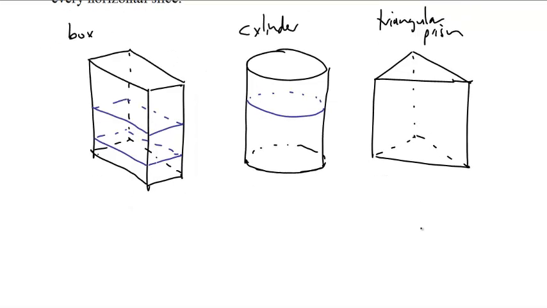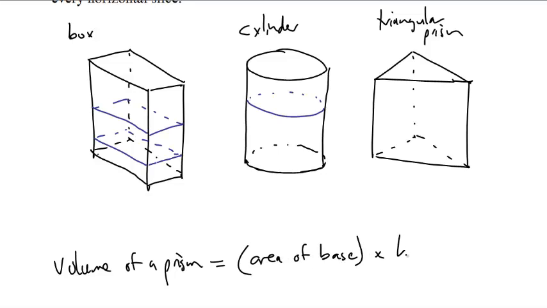The cool thing about prisms is that the volume of a prism is always the area of the base times the height. So, if you know your areas of shapes, you know your volumes of prisms. It's pretty easy. What is the shape of the bottom of a box?